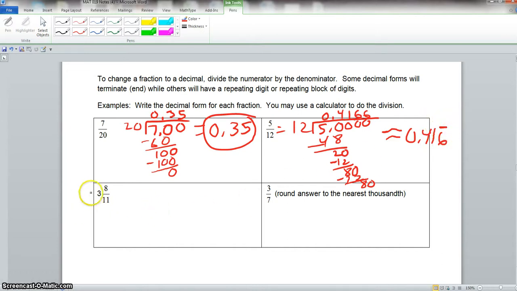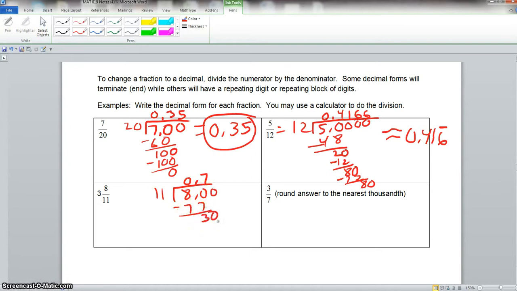Okay, now we have 3 and 8 over 11. Now listen, whenever you have a whole number with a fraction, the whole number always goes in front of the decimal. So let's concentrate on the fraction here. We would take 11 into 8. And we'll add a decimal and a 0. 11 goes into 8 0 times. 11 goes into 80 7 times. So 80 minus 77 will give us 3.